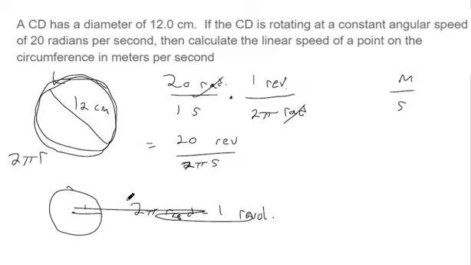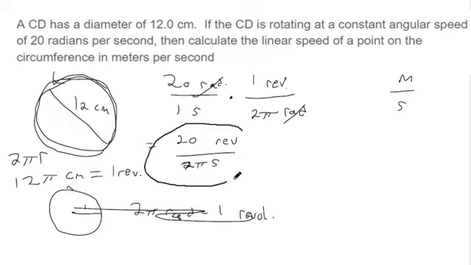Okay? We're not dealing with the unit circle anymore. We're dealing with a circle that has a radius of 6, right? It's half of the diameter. So we got 12 pi centimeters is the entire way around the circle. So 12 pi centimeters is 1 revolution around the circle.